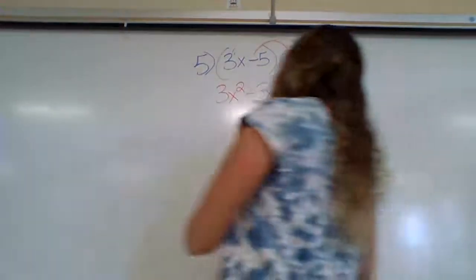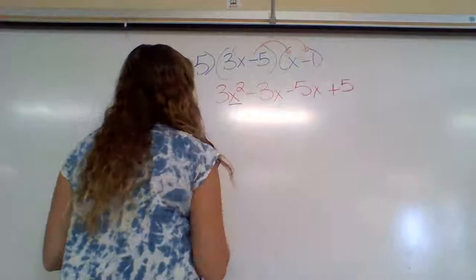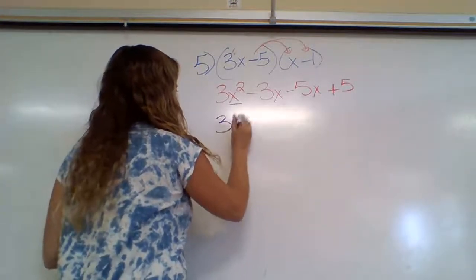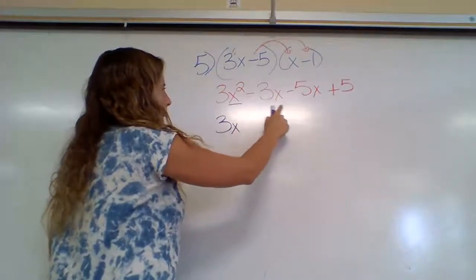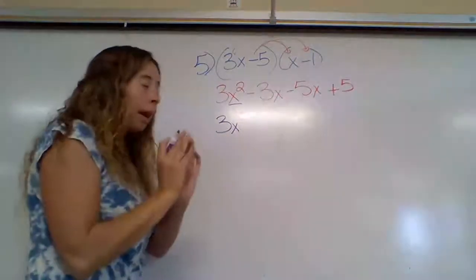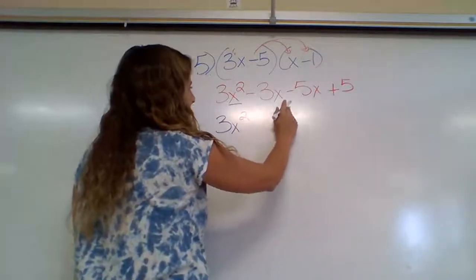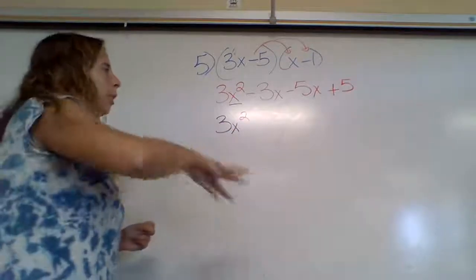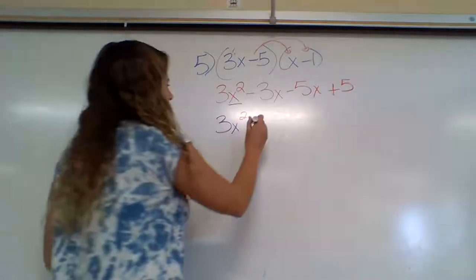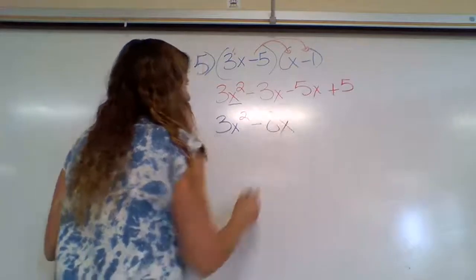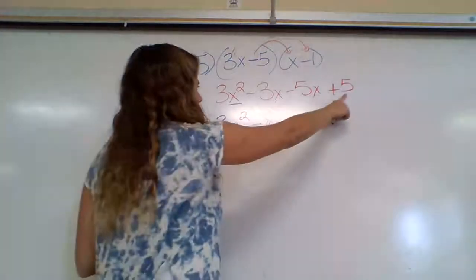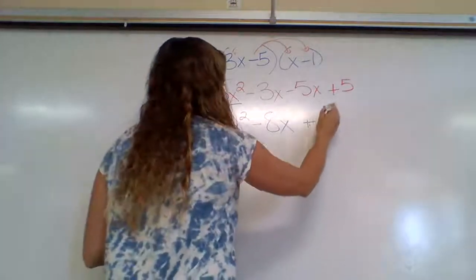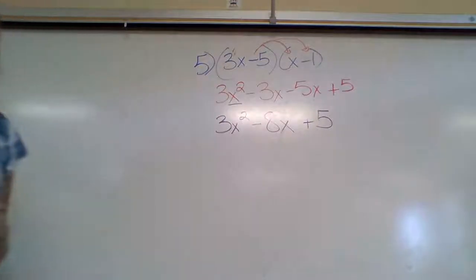Okay. So this is the only term with an x squared, right? There are no more x squareds. So just rewrite this. 3x squared, negative 3x minus 5x. Be careful. Negative 3 minus 5 more. John took away 3 of my apples, and then he took away 5 more. So he's taken away 8. Negative 8x, and then 5 is the only constant. There's no other number without an x, so just rewrite it. And that is your final answer.